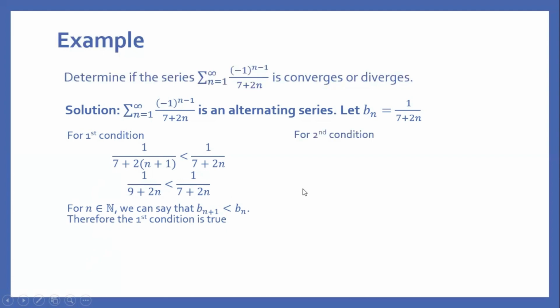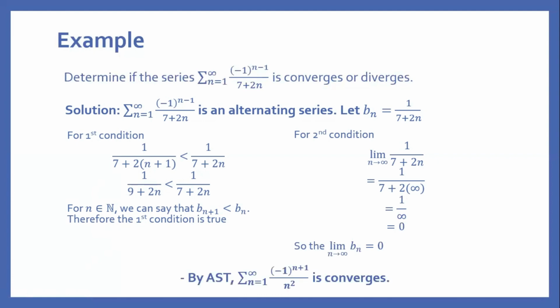For the second condition naman, kunin lang natin yung limit as n approaches infinity ng b sub n. And then, substitute lang natin, we have 1 over 7 plus 2n times infinity. So, dahil infinite yan, we consider na 1 over infinity pa din yan. And kapag 1 over infinity, equivalent yan sa 0. So, the limit of b sub n as n approaches infinity equals 0. So, dahil satisfied yung dalawa nating conditions, we can say by AST or alternating series test, the series is convergent.